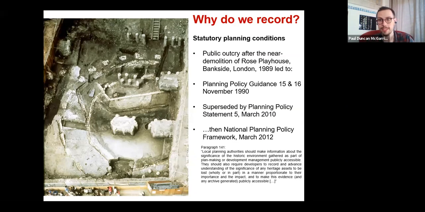First, the primary reason is that it's part of the planning law of the United Kingdom. This all started because of a building, or rather an archaeological site on the south bank of the Thames, the Rose Playhouse, which you can see here on screen. It's quite a detailed story, but essentially the excavation was underway. They found the site, and then there was no legal protection for archaeology.